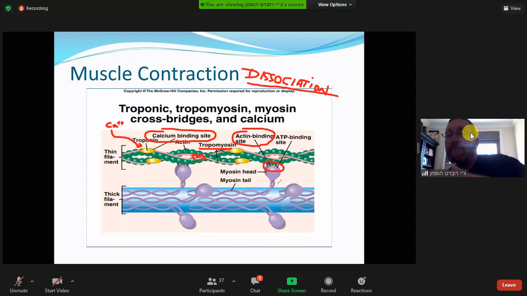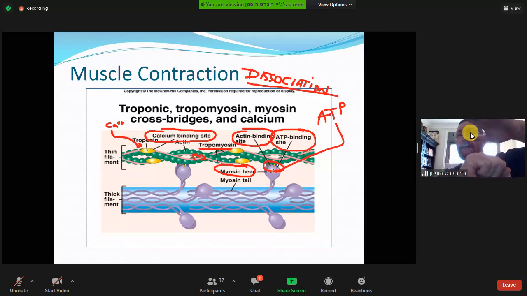וההפרדה בין actin ומyosin. It's ATP. This is what fuels this ability to separate. And on the myosin head, you have an actin binding site. ATP comes to the myosin head. As it attaches, it releases. And then the contraction can continue. And that's how we have the shortening.